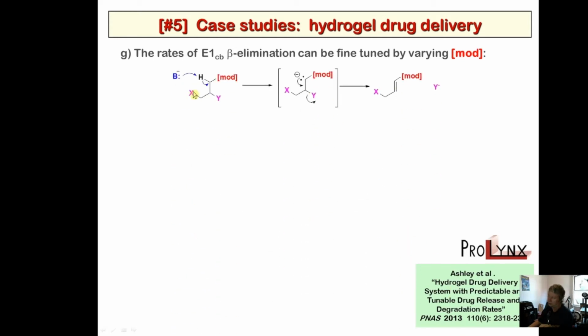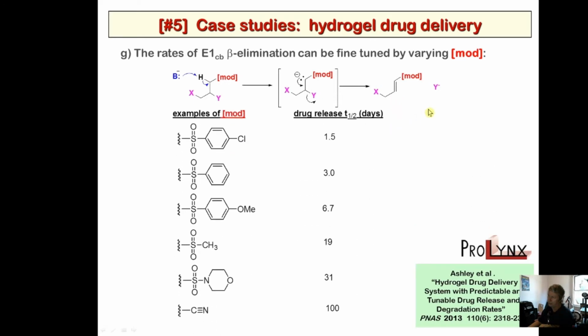So this again is the basic principle. Base takes proton, you get a stabilized conjugate base, it swings down, kicks off Y, then you've got these two pieces. They looked at some modulators. These are a couple of them, and you can see that they vary quite a bit, and it's great because you can control the release rate between, say, 1.5 days, and these are half-lives. By half-life, T1/2, we mean that after 1.5 days, half of it gets degraded, and so you still have the other half.